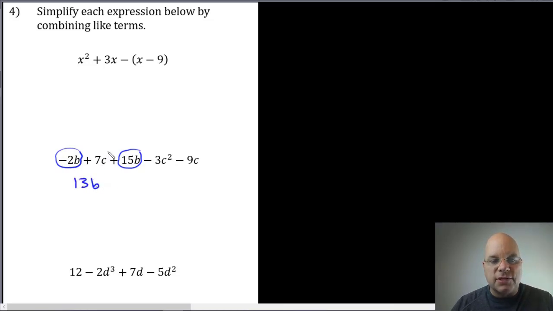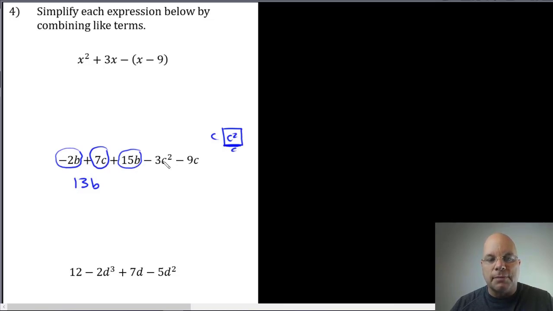In this term I have 7c. Remember, terms are separated by addition and subtraction. In this term I have c squared. Now that's not the same as c. C is one-dimensional, c squared is two-dimensional. If I had c squared, it would be like a square that had length c. That's c squared. But c is just this length, so I can't combine this length with these areas. It's not the same thing. We're not counting the same thing.